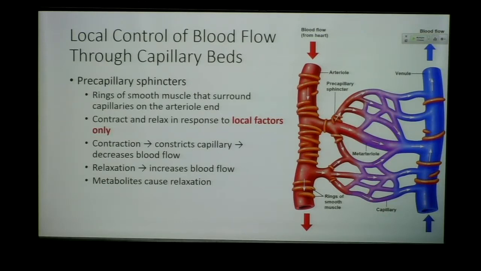They can contract in response to local factors, or they can relax if there's lots of oxygenation and we want to increase flow. When they contract, this constricts the capillary and drops the amount of blood flowing into the capillary bed, and it's shunted away from the capillary and into the venule. If it relaxes, this increases the flow into the capillary and shunts it away from the meta-arteriole. So it's going to perfuse the tissues through the capillary bed instead of bypassing. The metabolites that cause relaxation are things we talked about before: carbon dioxide, acid, potassium, etc.